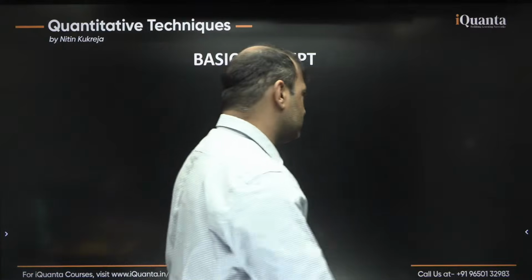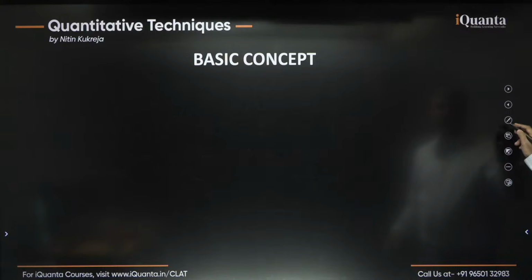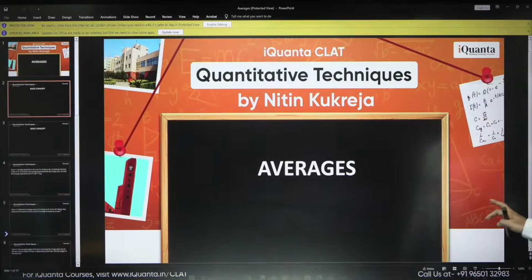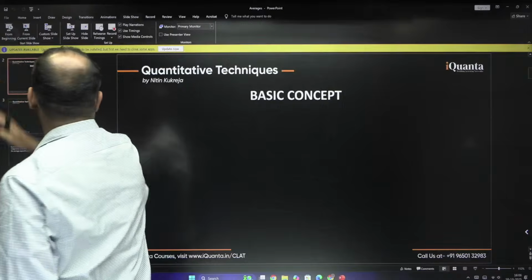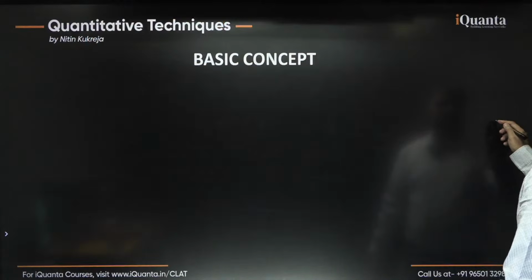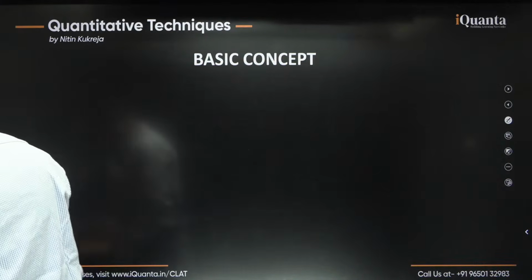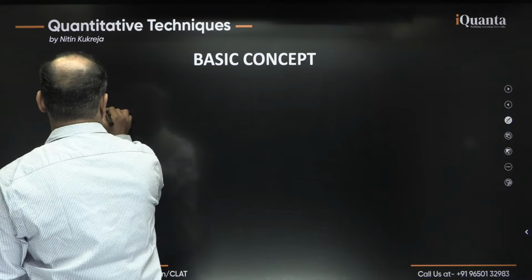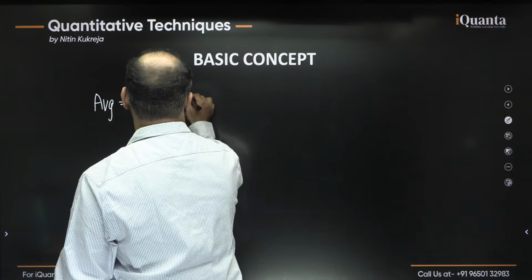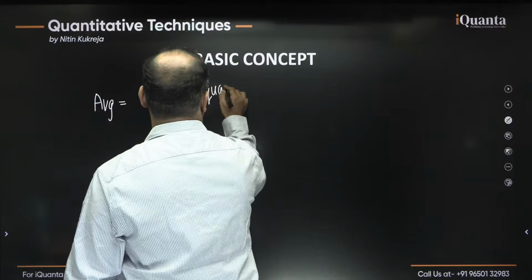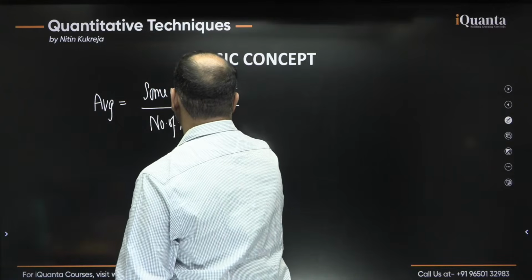Okay, guys, averages. I'm sure we all know some very basic things about averages. First, there is one very basic formula of averages. We all know that formula. Average is nothing but the sum of the quantities divided by the number of the quantities. Some very basic formula of averages, right, guys?